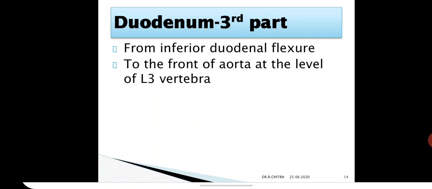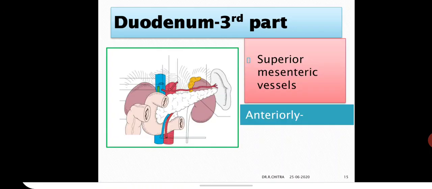So the third part goes from the inferior duodenal flexure up to the front of the aorta. The second part is up to the right edge of the inferior vena cava. This third part will be just over the inferior vena cava and the abdominal aorta. It is lying at the level of L3. So anteriorly, the superior mesenteric vessels. Which is right and which is left? The artery is near the midline and the vein is lateral to the artery.